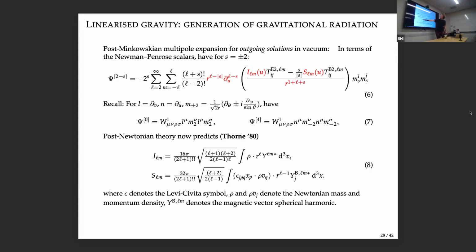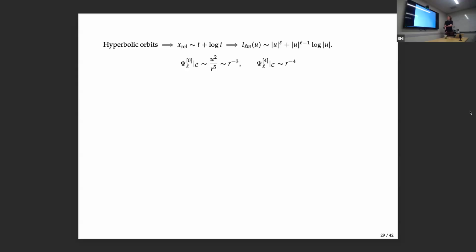And now all you need to ask is, what are these multipole moments in post-Newtonian theory? In Newtonian theory for the Kepler problem? And well, we recall from physics 1 that for hyperbolic orbits, the relative distance of the masses scales like t plus log t.